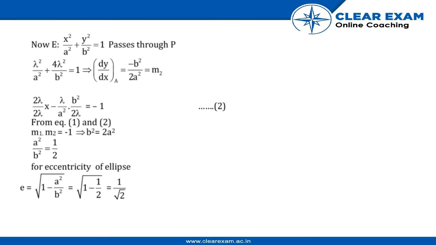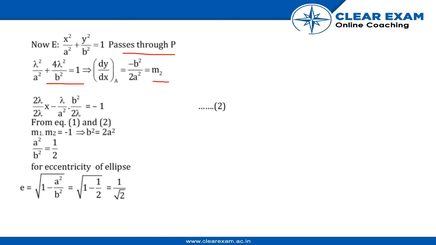Now the ellipse x squared upon a squared plus y squared upon b squared equals 1 passes through P. Therefore lambda squared upon a squared plus 4 lambda squared upon b squared equals 1, which implies that dy by dx at point P equals minus b squared upon 2a squared, which is equal to m2. Therefore 2 lambda upon 2 lambda into x minus lambda upon a squared into b squared upon 2 lambda equals minus 1. Let this be equation number 2.